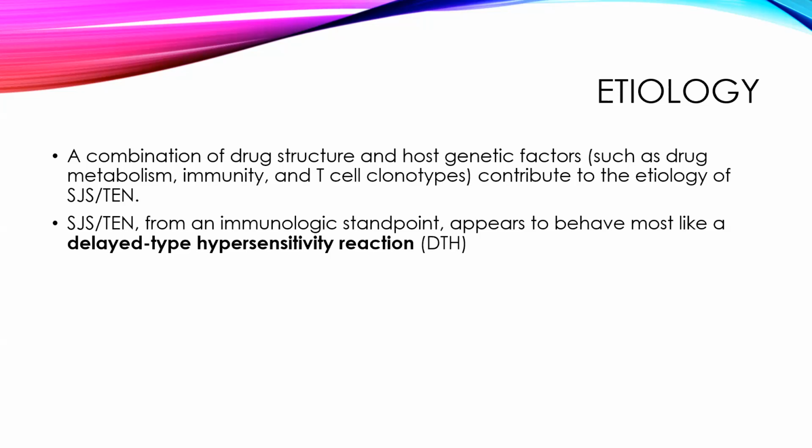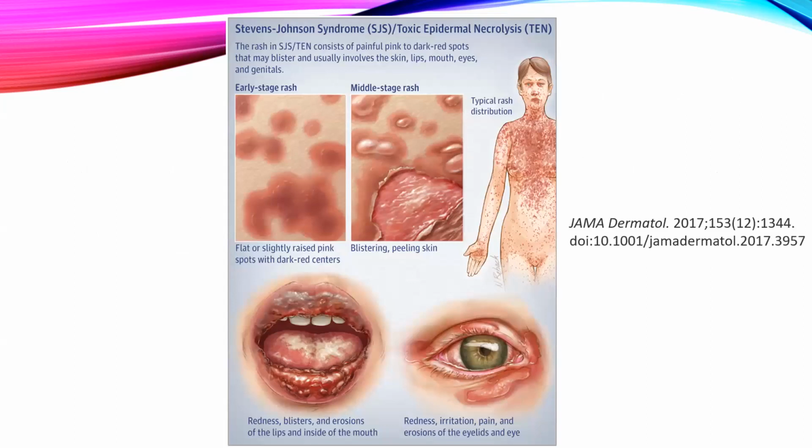Stevens-Johnson syndrome and toxic epidermal necrolysis from an immunologic standpoint appear to behave most like a delayed type hypersensitivity reaction. This chart reviews what you're going to see on the body. So the first thing you would note is the rash itself. In the early stage, you're going to have flat or slightly raised, and we don't say pink very often, we say erythematous spots with dark red or dusky centers. Next, it progresses to having blistering and peeling of the skin.